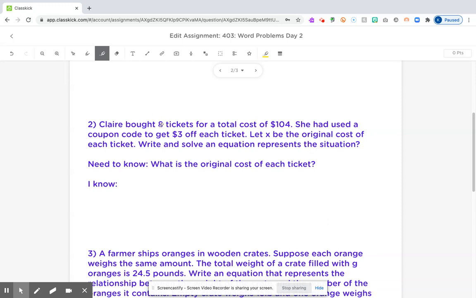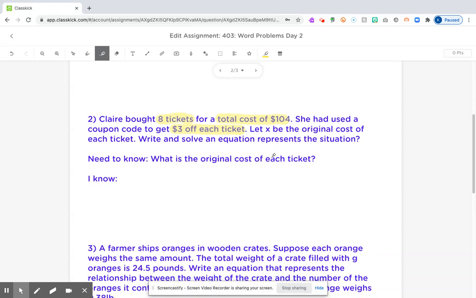It says Claire bought 8 tickets. So she bought 8 tickets. That's important. I'm going to highlight it. For a total cost of $104, okay? That's also important. That's her total cost is $104. She had used a coupon code to get $3 off each ticket. So she got $3 off each ticket. That's very important, okay? It says let X be the original cost of each ticket. Write and solve an equation that represents the situation. Okay?